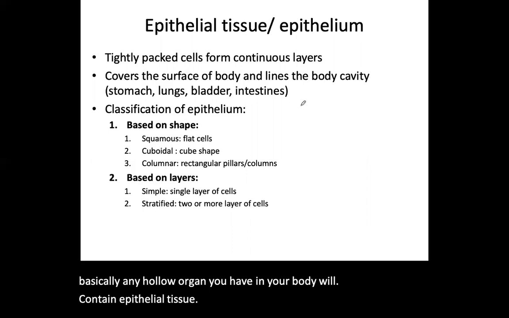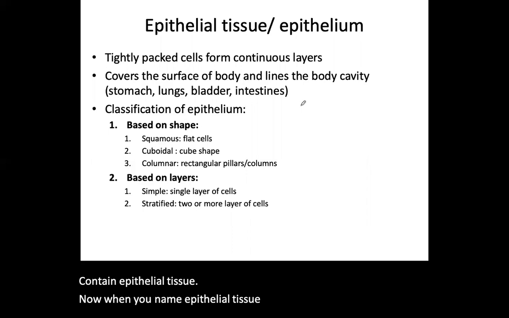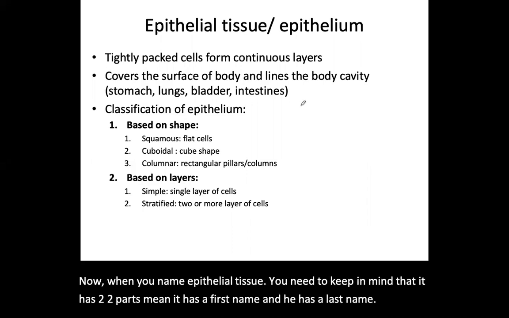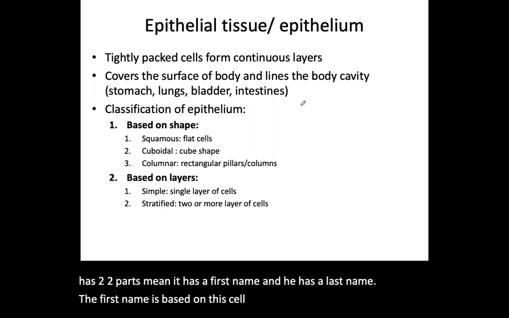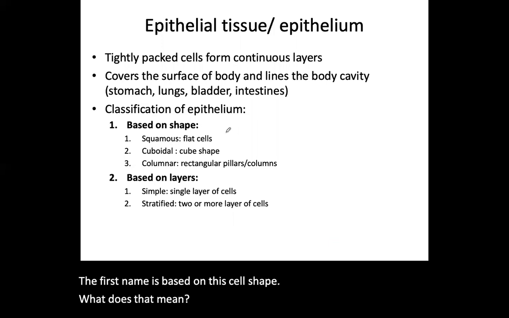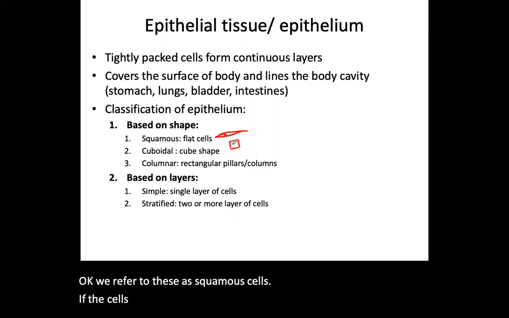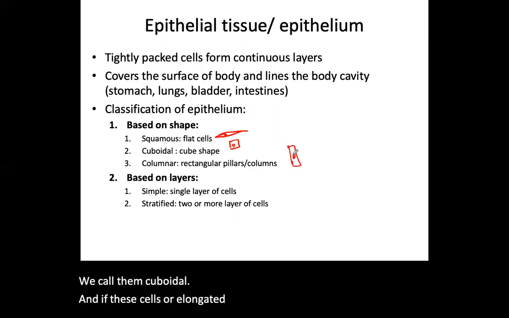Now, when you name epithelial tissue, you need to keep in mind that it has a two-part name. It has a first name and it has a last name. The first name is based on the cell shape. So what does that mean? If I have cells that are relatively flat, we refer to these as squamous cells. If the cells are more cube-shaped, we call them cuboidal. And if these cells are elongated with a particular shape, they're referred to as columnar cells.